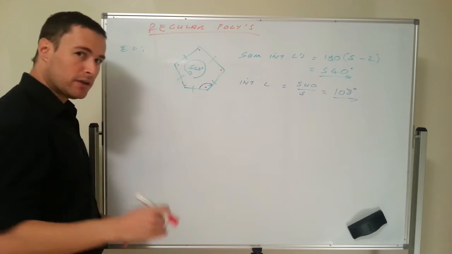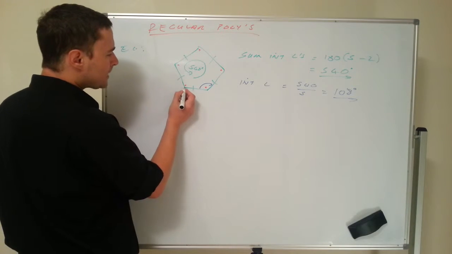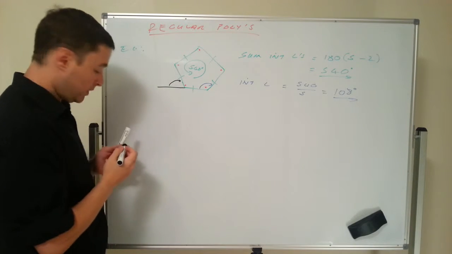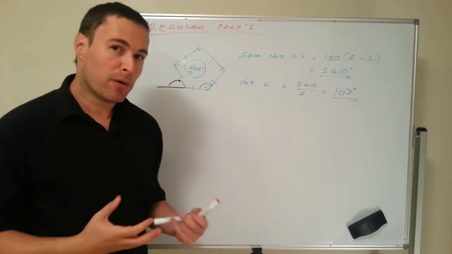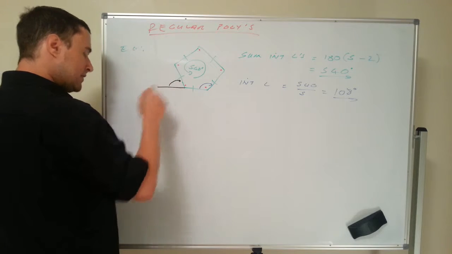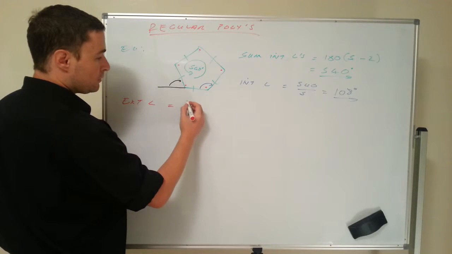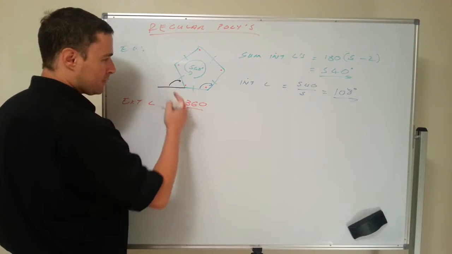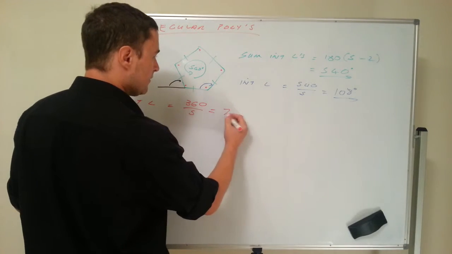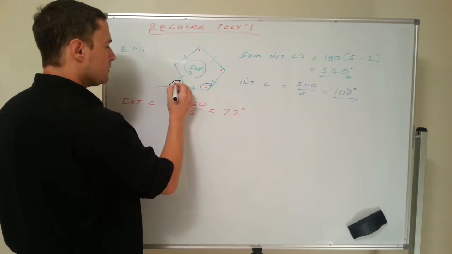Now the one other thing that I haven't included in the notes is another way to think about this. If I extend this line, I would have the external angle there. We know that the external angles of any polygon add up to 360 degrees, the whole way around. So to work out this external angle, all I need to do is 360 divided by the number of sides, in this case 5. 360 divided by 5 is 72 degrees. So this external angle is 72 degrees.